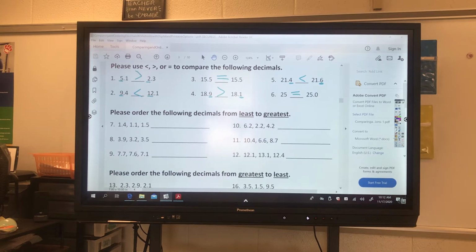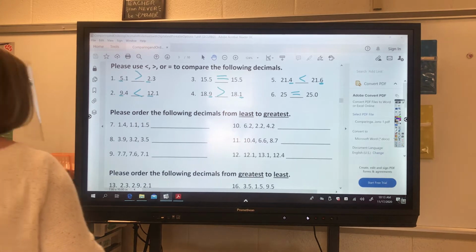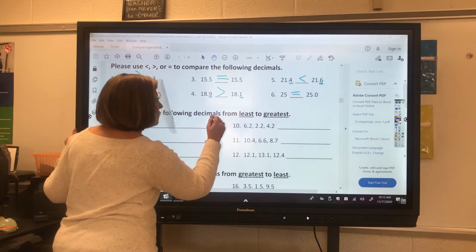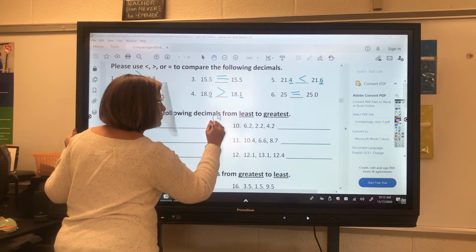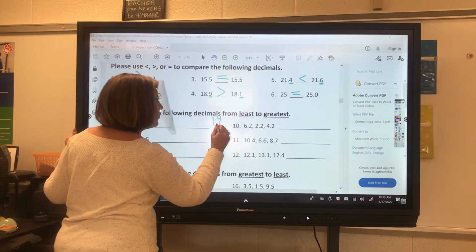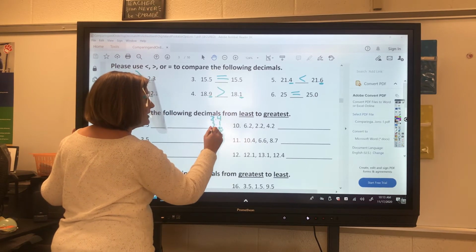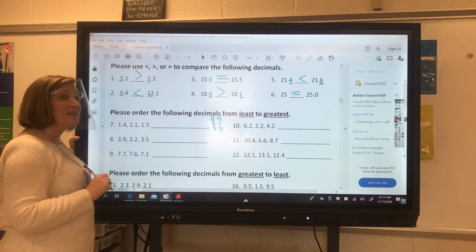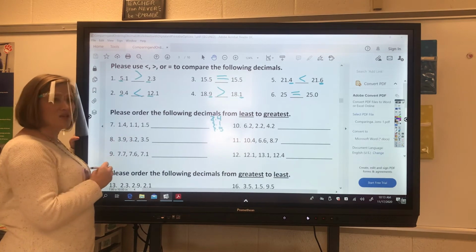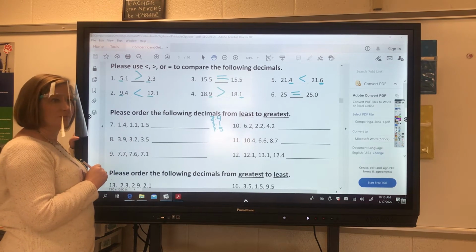Number 7. Can we compare the ones place for number 7? No. Nope, we cannot, because the ones place for number 7 is all what? They're all the same. They're all a number 1. So we have 1 and 4/10, 1 and 1/10, and 1 and 5/10. So I can't look at the ones, I've got to look at the tenths place. Which one's going to be the least? 1 and 1.